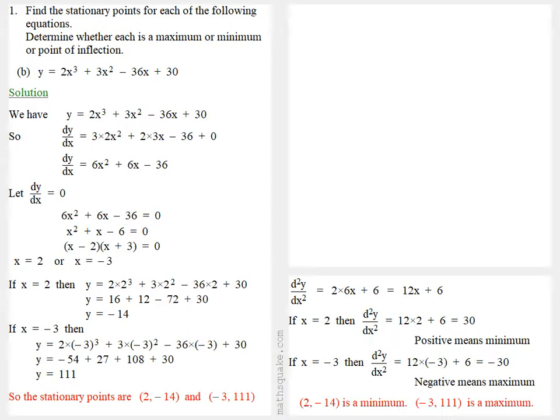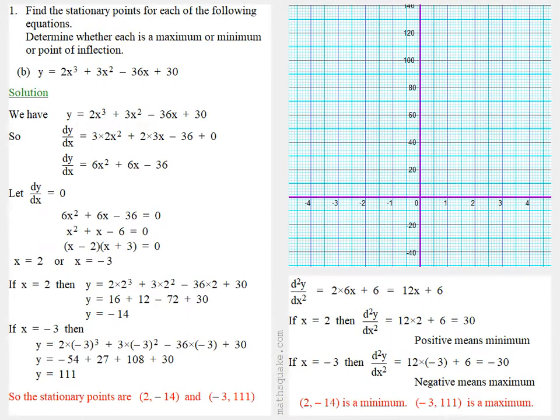Now we can draw a graph of this. Let's draw some axes and then draw the curve. We see there's a maximum at minus 3, 111, and a local minimum at 2, minus 14.